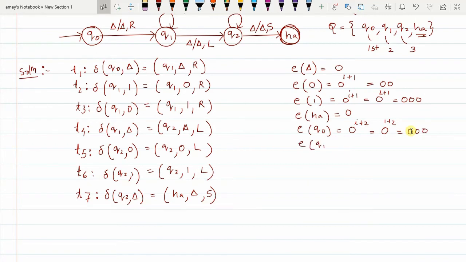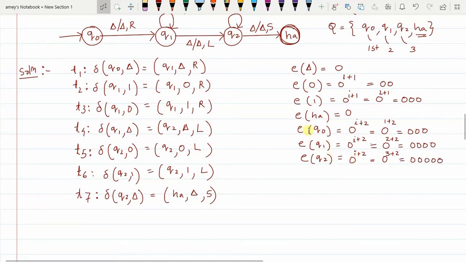Encoding for Q1 in a similar manner is going to be 0 raised to I plus 2. In our case, since Q1 is the second state, I is 2, so 2 plus 2 is 4, so you will get 4 zeros. Encoding of Q2, which is the third state, so I is 3, so 0 raised to I plus 2 becomes 0 raised to 3 plus 2, so you will get 5 zeros. So this is the encoding for all the states. This is the encoding for all inputs.